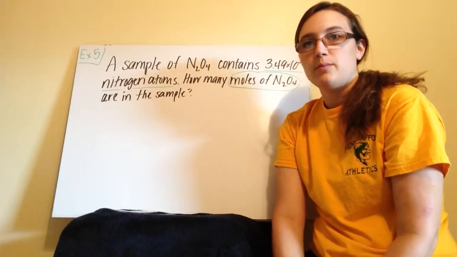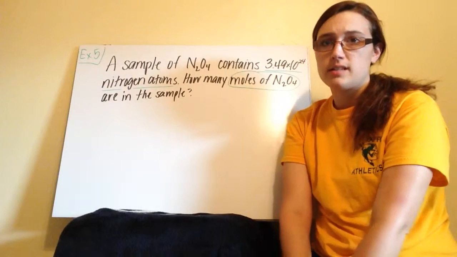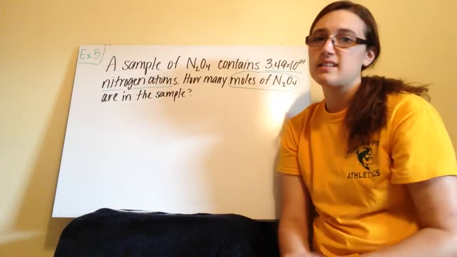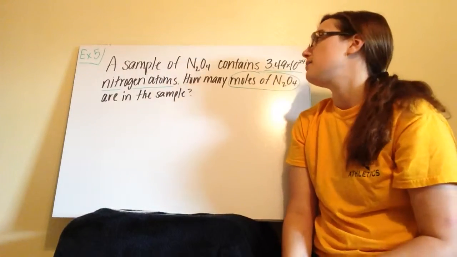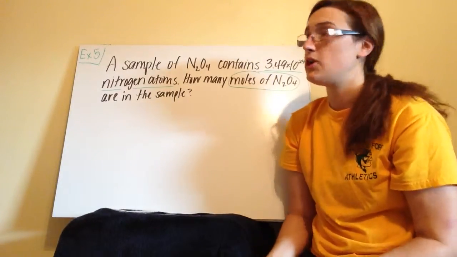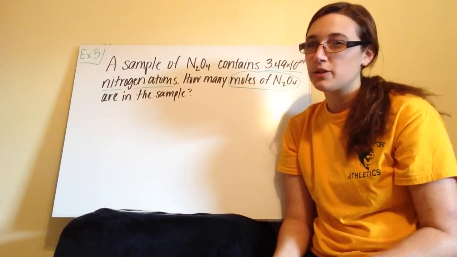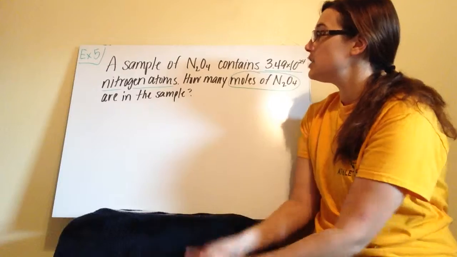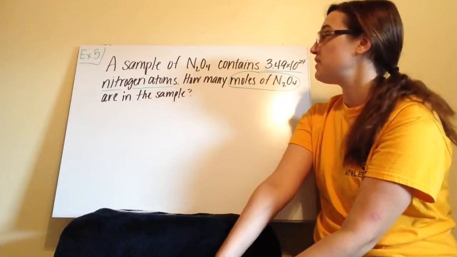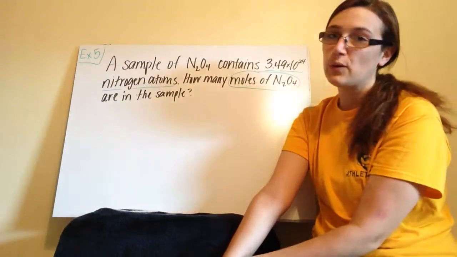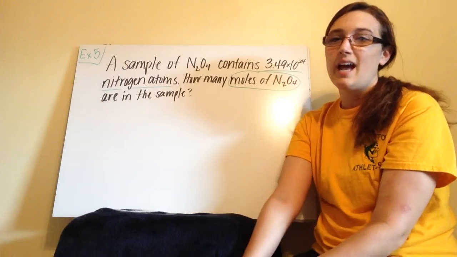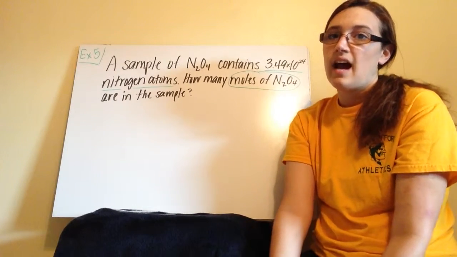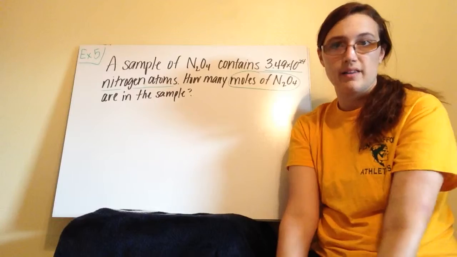We're going to now work through example 5 in the notes, and example 5 is the last conversion problem that you'll work through. So example 5 is a little bit trickier. You really have to read and kind of think through what you're doing. So example 5 says a sample of N2O4 contains 3.49 times 10 to the 24th atoms of nitrogen. How many moles of N2O4 are in this sample?